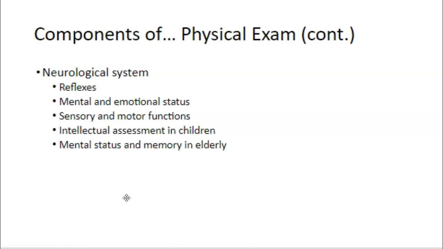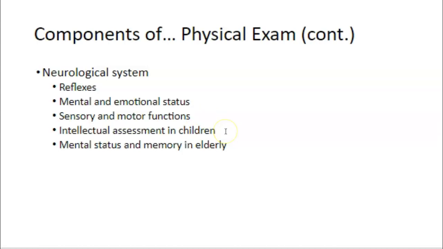Mental status and emotional status can be done if you think we're dealing with something like anxiety, depression, or if you're dealing with a geriatric patient that might have an altered mental status, Parkinson's, Alzheimer's. Doing a mental and emotional status is important. Same thing with sensory and motor functions. A lot of times they'll check for sensation in the extremities as well as motor function and strength.